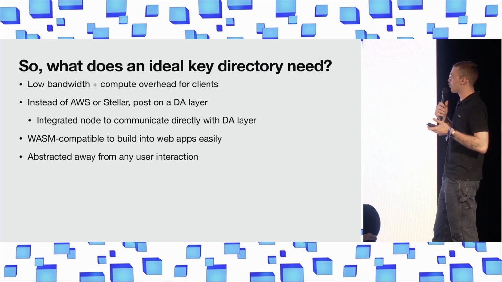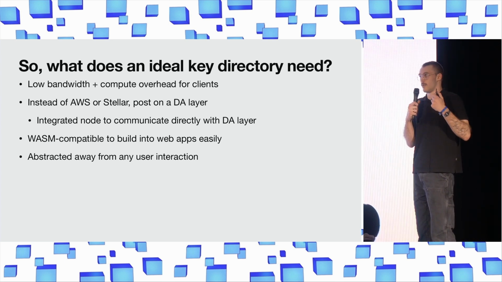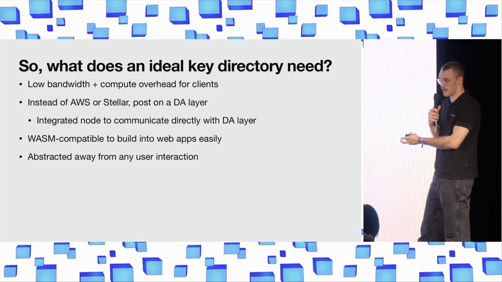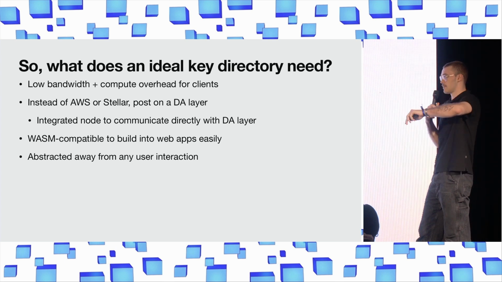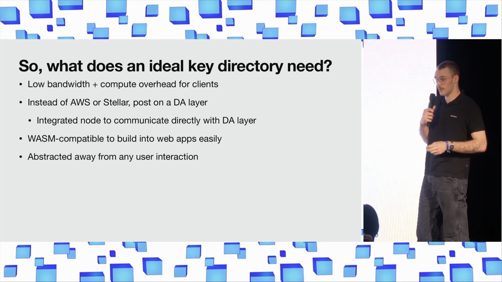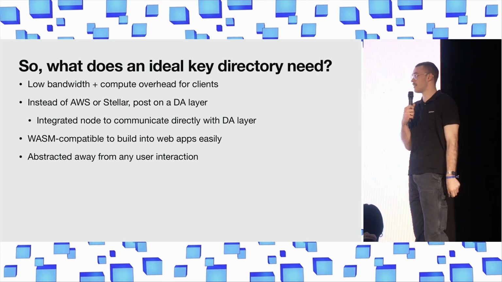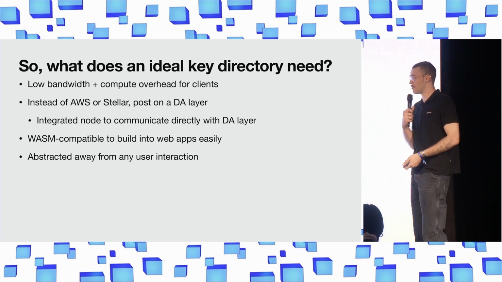So the question is more like, what does an ideal key directory need? Well, one of these things is, if your client needs to be authenticating or verifying proofs, like for example, I said that WhatsApp posts proofs to an S3 bucket, you need these proofs to be small. You need low bandwidth to the chat client. The compute overhead needs to be small. This is also a big problem because WhatsApp, for example, posts tens of thousands of Merkle proofs per minute. And obviously your chat client cannot keep up with this, let alone verify the proofs.